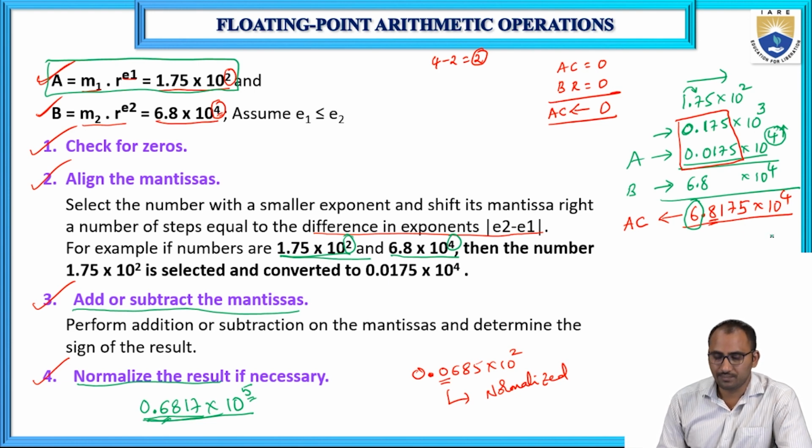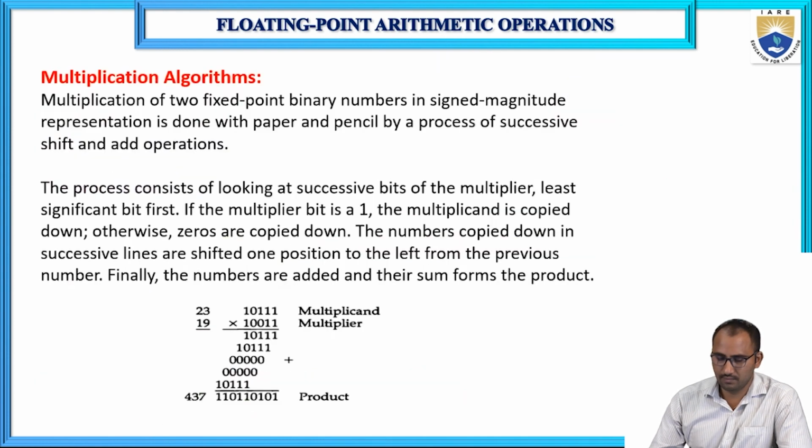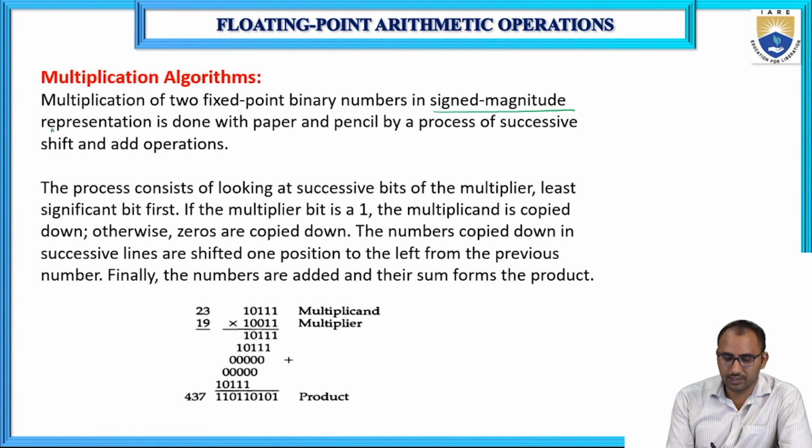So this is about floating point addition and subtraction. And coming to the multiplication algorithm. Multiplication of two fixed point binary numbers in signed magnitude representation is done with paper and pencil by a process of successive shift and add operations. This multiplication algorithm is similar to the multiplication done with paper and pencil.